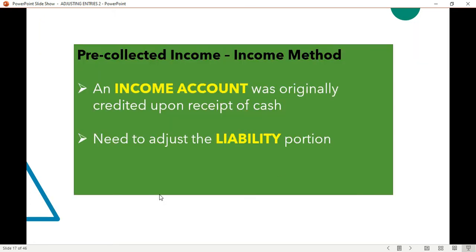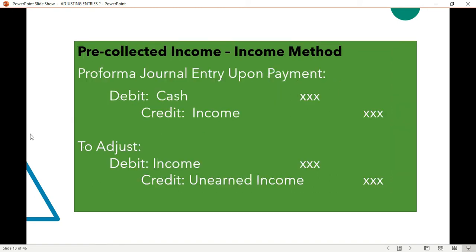We'll proceed next to deferrals. So we have the first method, the pre-collected income method. In here, at the time you receive the cash, you recognize it in full as income. Since you recognize it as income, you need to adjust the liability portion at the end of the accounting period.